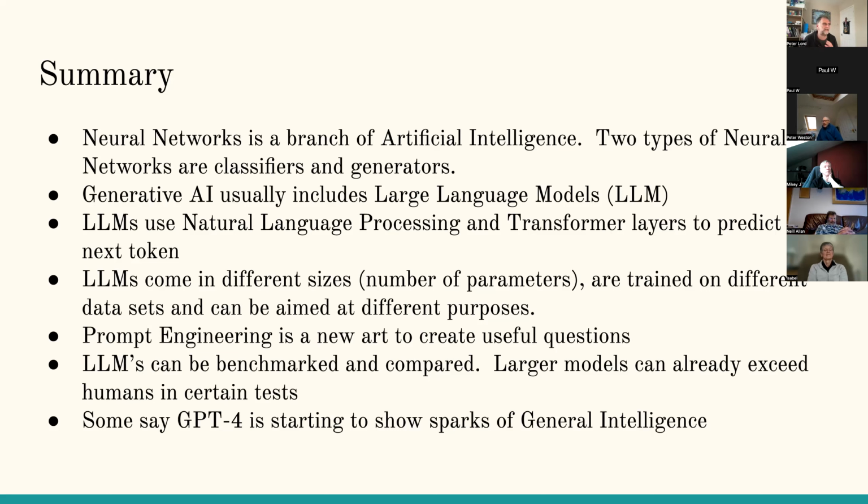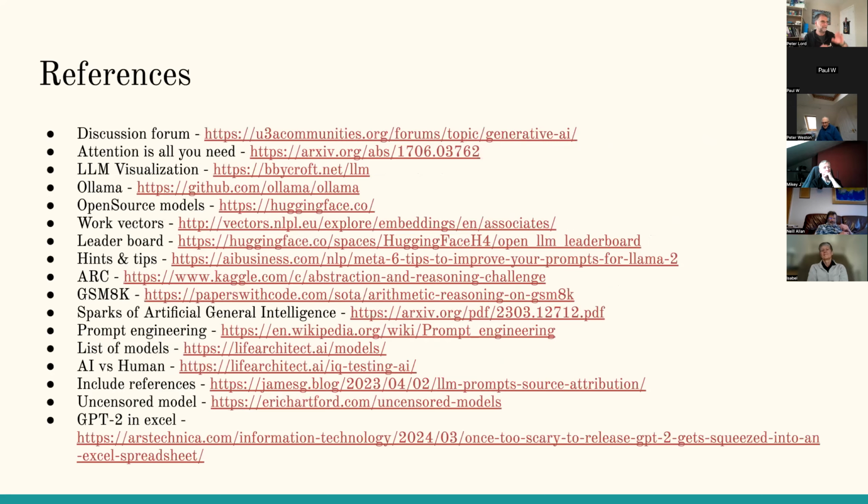And we've got this new art now called prompt engineering, which is how to craft your question in the most useful way so you get the most useful response back. And large language models can be benchmarked and compared, and larger models can already exceed humans in certain tests. And there are some discussions that GPT-4 is starting to show these sparks of general intelligence. In other words, starting to show things that you wouldn't expect from being purely trained on text data. And that's it. Sorry, it's been a really long one, and I apologize for that.